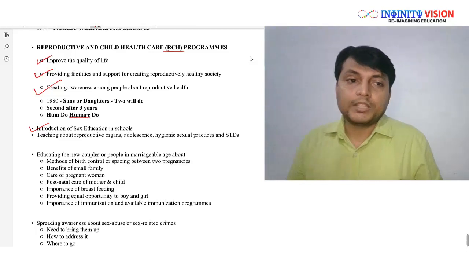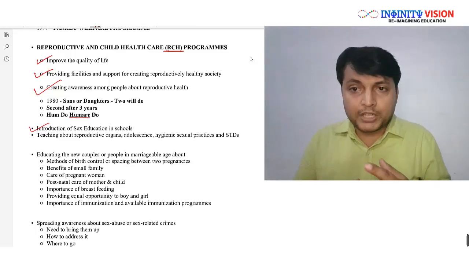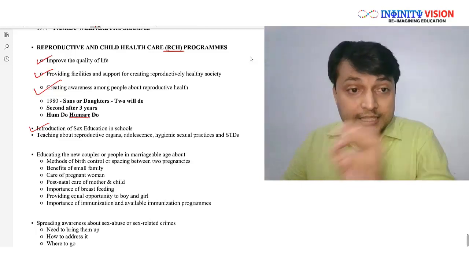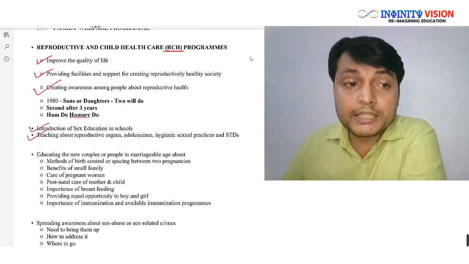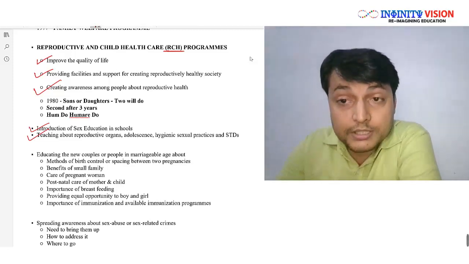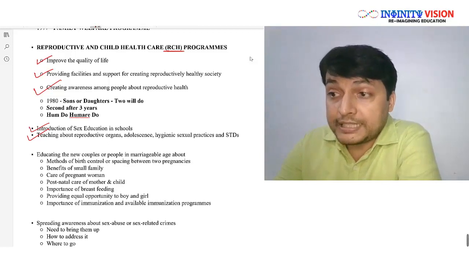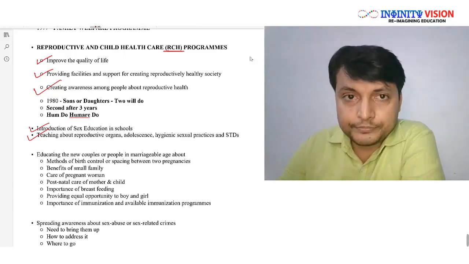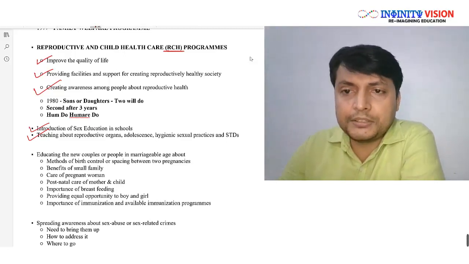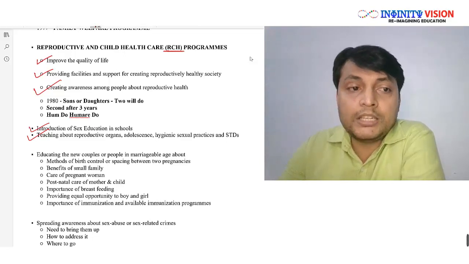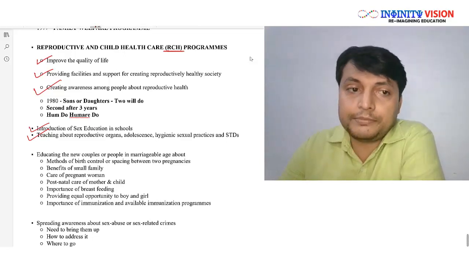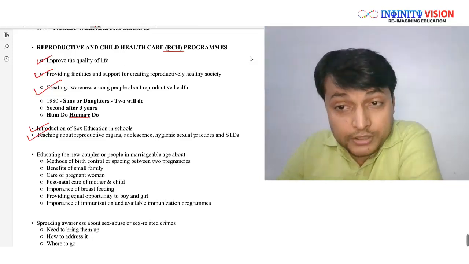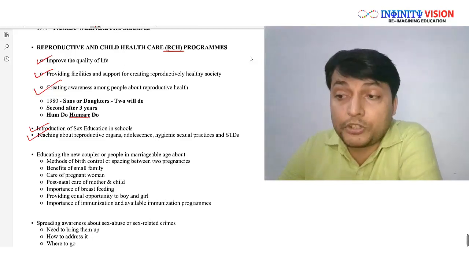ठीक है, great. Now further to achieve the objectives of RCH programs, there was introduction of sex education in schools. तो फिर स्कूल में हमने क्या किया, they started teaching about the reproductive organs. ठीक है, तो जो भी आपके kids हैं who are in their adolescence, यानी कि 10th क्लास के बच्चे, या फिर 9th 10th 11th 12th, इनको हमने स्कूल में सेक्स एजुकेशन देना चालू किया है. और इसमें क्या हम बताते हैं, about reproductive organs, about the human reproduction और reproduction in other animals.